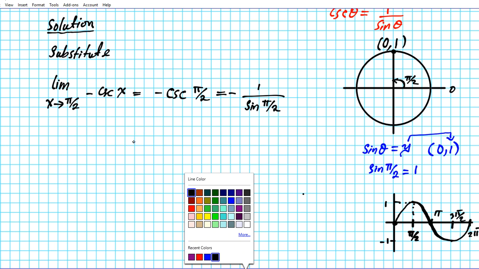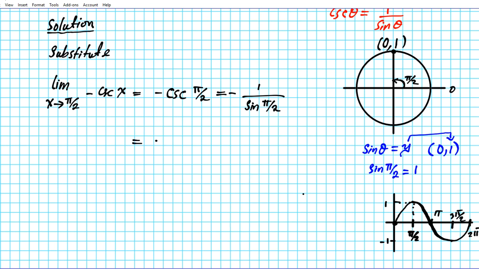Anyway, we've concluded that sine of pi over 2 is 1, so we can just substitute that here. And we'll have negative 1 over 1, which reduces to negative 1. So ladies and gentlemen, as x gets infinitely close to pi over 2 from the left and right directions, negative cosecant x approaches the value of negative 1.